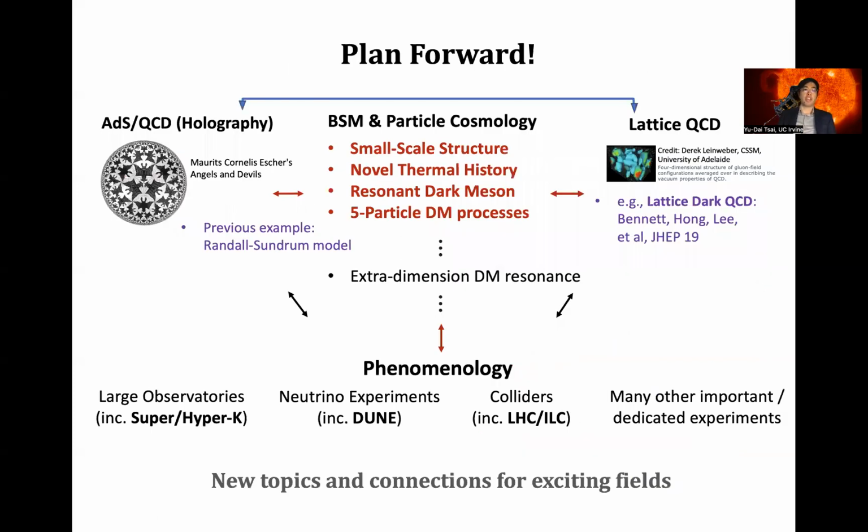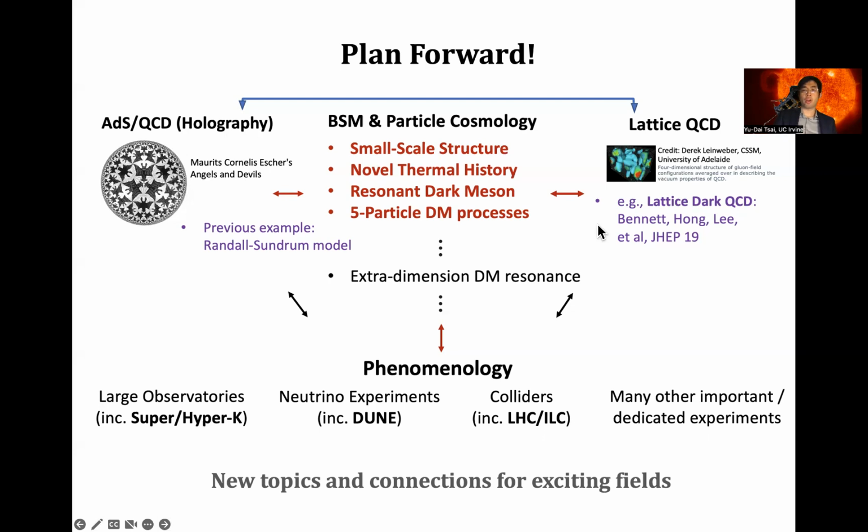So my plan going forward is to further study this very interesting model and build a complete dark matter theory motivated by small scale structure, novel thermal history, the resonance dark meson idea that I proposed, or the 5 particle dark matter processes that I considered as well. And we can learn the QCD side from the AdS/QCD people and holography people. The previous successful example is the Randall-Sundrum model. Of course, that is more for the gauge hierarchy, the Higgs hierarchy. But here, you can use a similar mindset to understand the dark matter thermal history, or the current study of dark matter scattering.